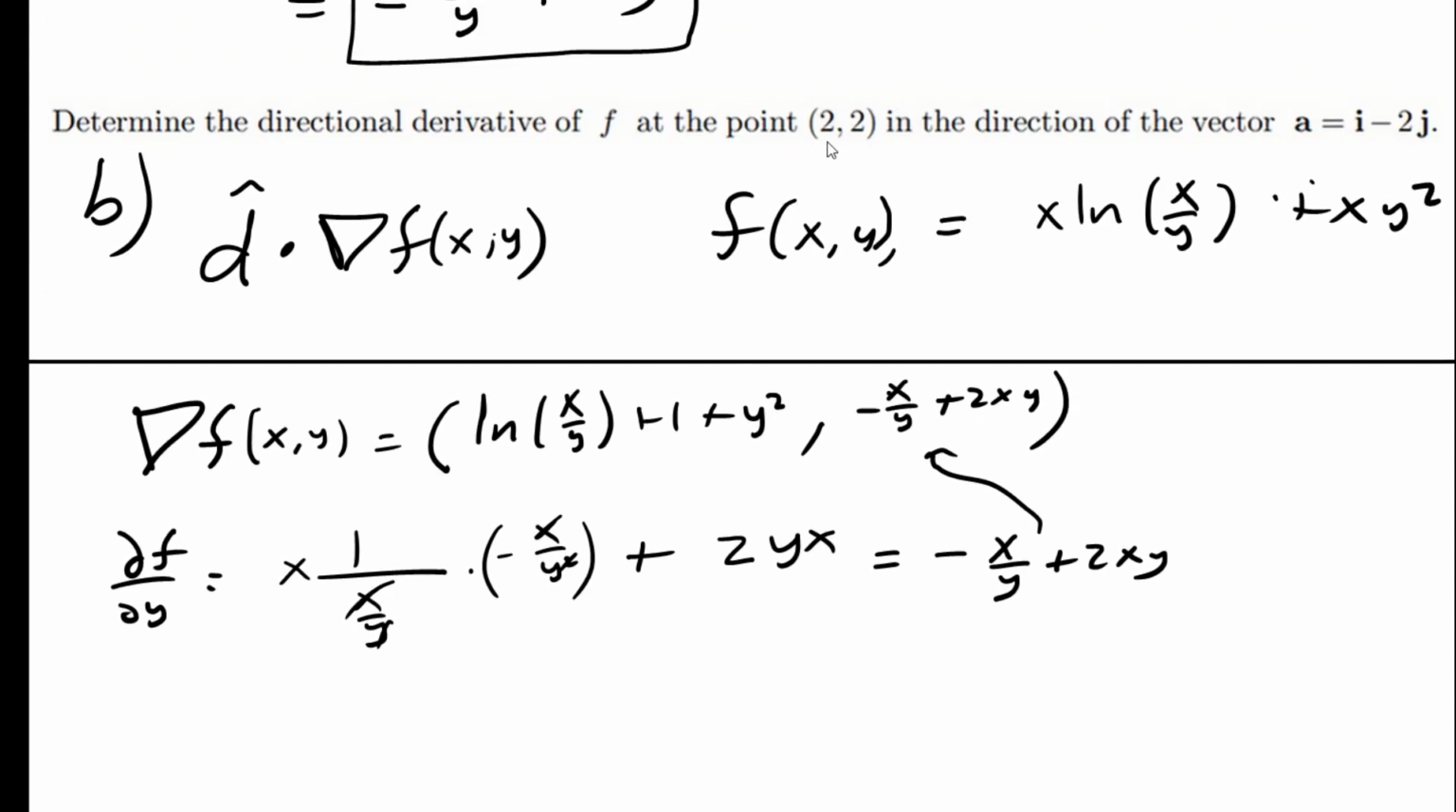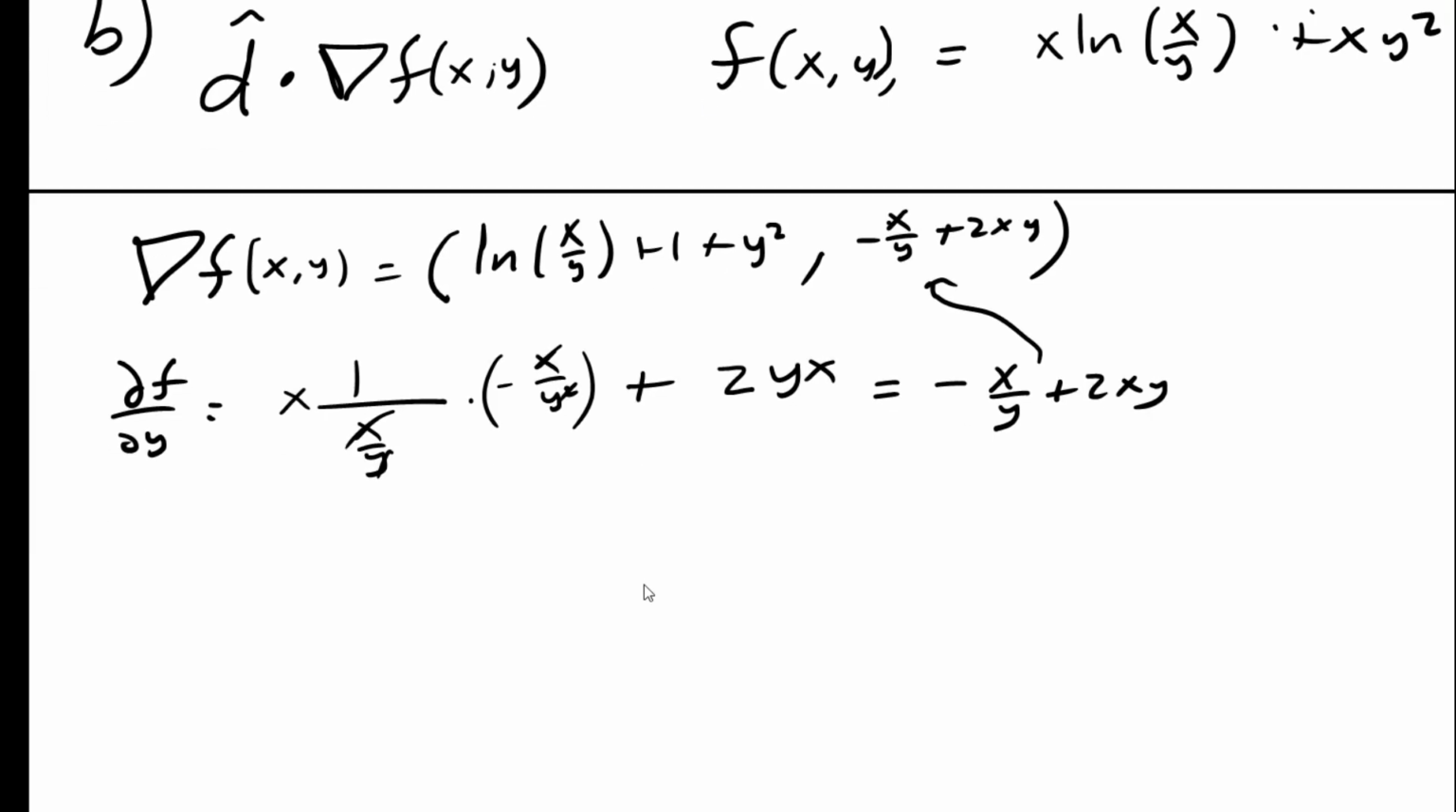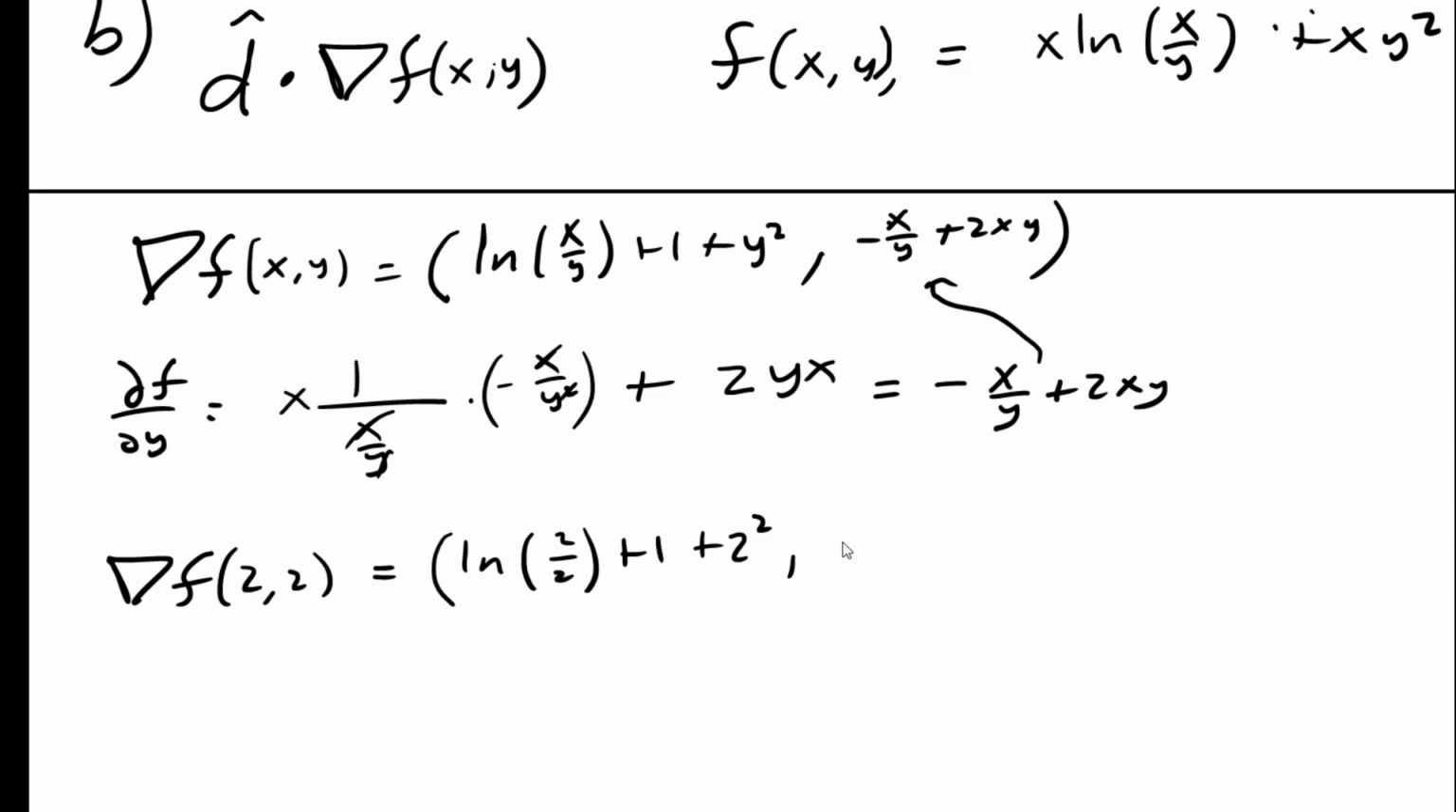Okay, so for the question, we need the gradient at the point 2, 2. So gradient of f evaluated at 2, 2. This is going to be ln of 2 over 2 plus 1 plus 2 squared, minus 2 over 2 plus 2 times 2 times 2. Simplifying, this is ln of 1, which is 0, plus 1 plus 4, that's 5. And here, that's minus 1, and that's 8, so we have 7. Okay, so that's the gradient.